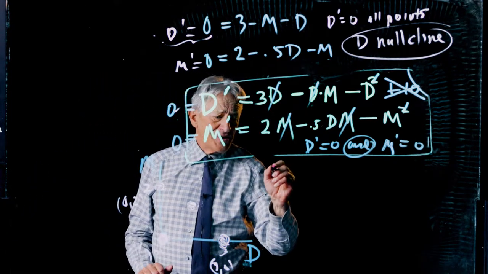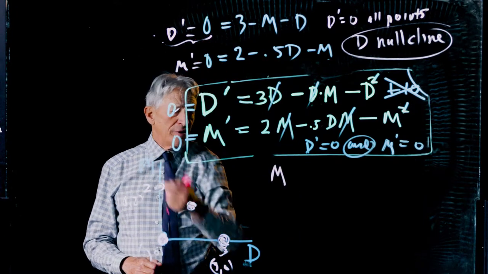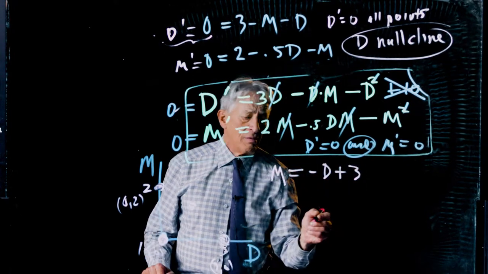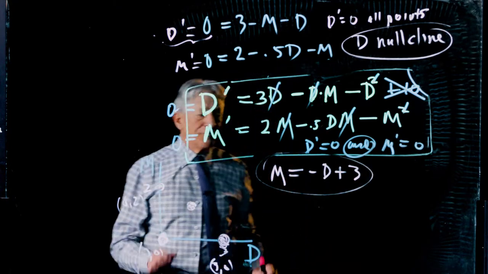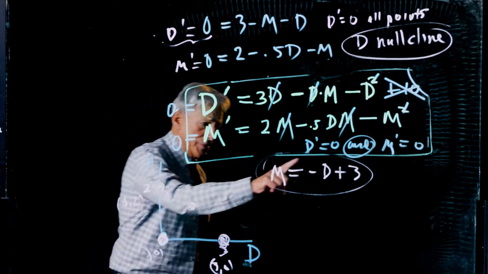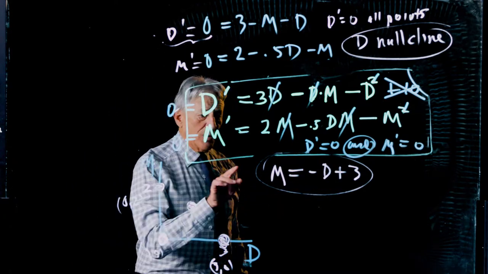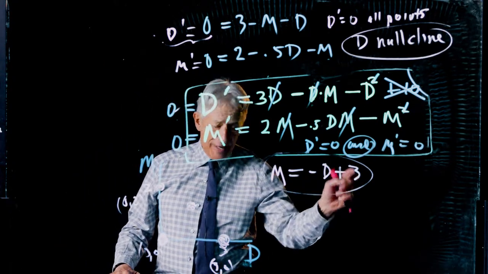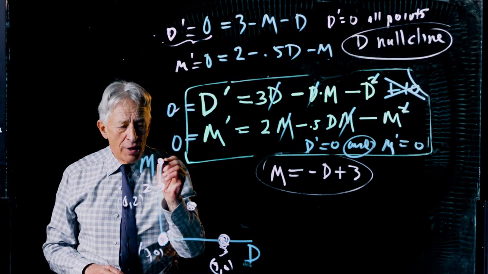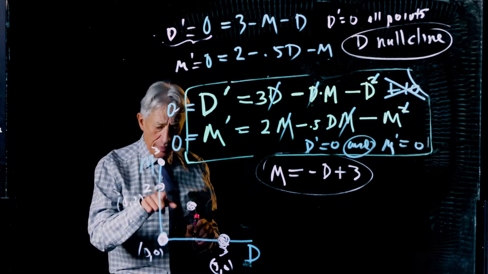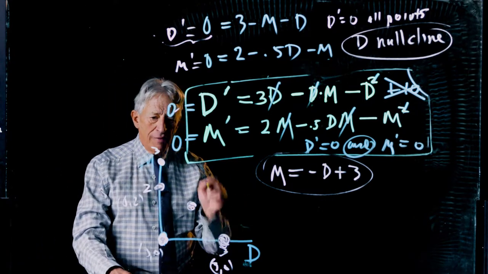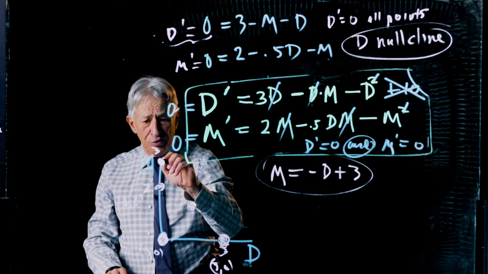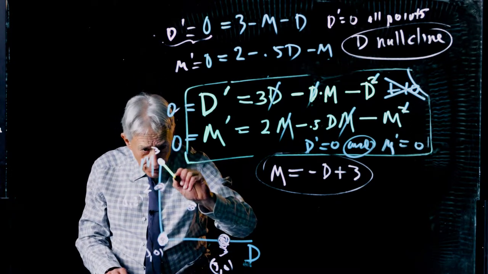So let's rewrite this. Let's just move that m to the other side. m equals minus d plus 3. Do we know how to graph this? Yes, we do. It's in the form y equals mx plus b, and we know that's a straight line with slope m and y-intercept b. So we have a y-intercept at 3 here. And now we are going to draw the line of slope minus 1 that goes through 3. And that is going to go like that.